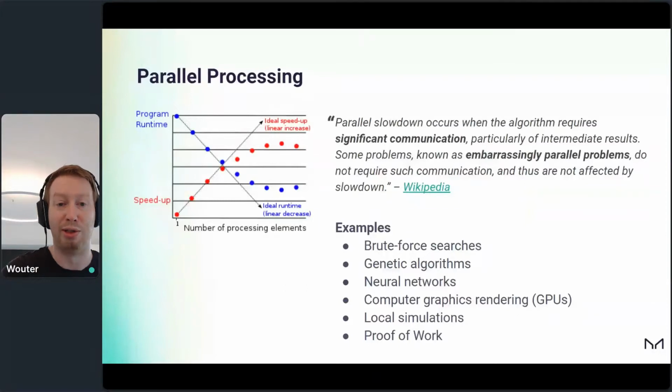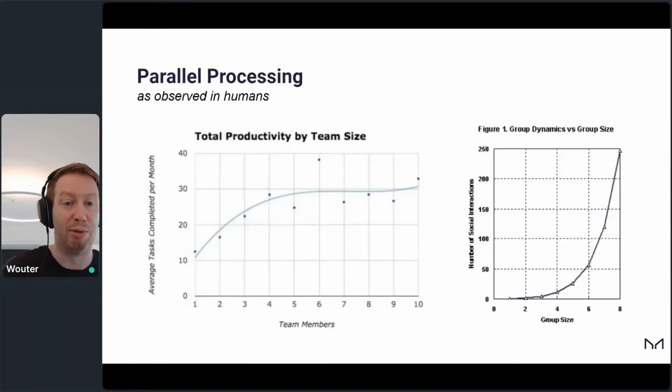So how does this all translate to people? Well, we see the exact same thing in teams.